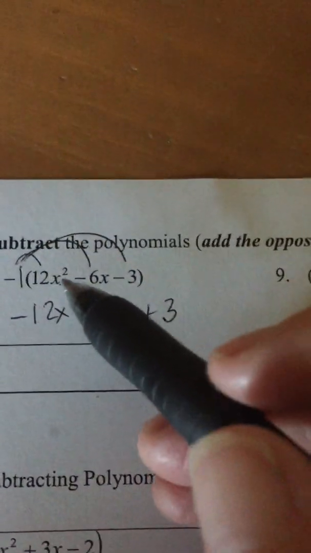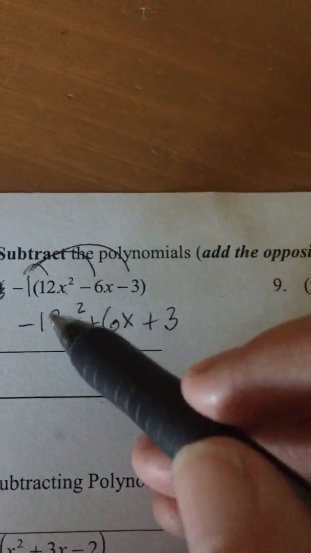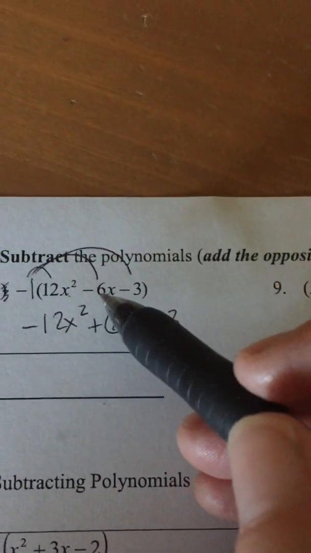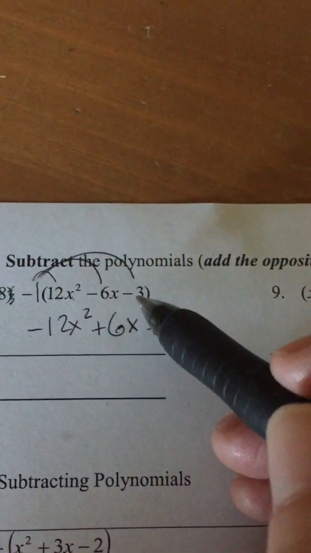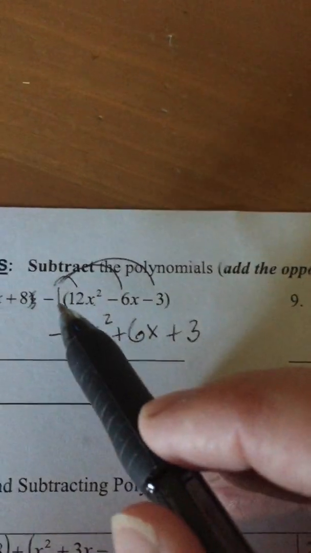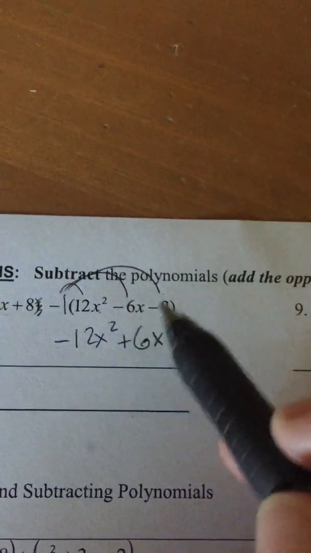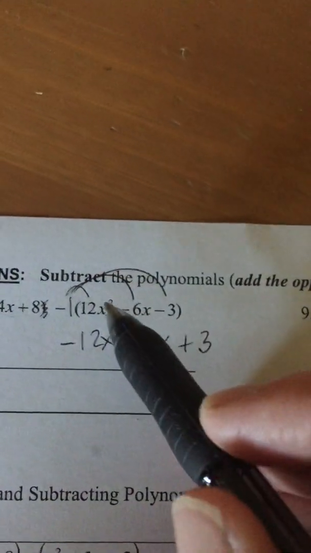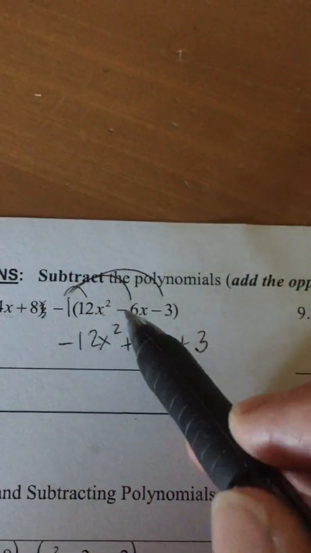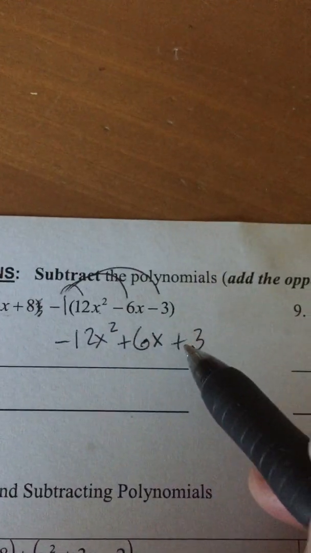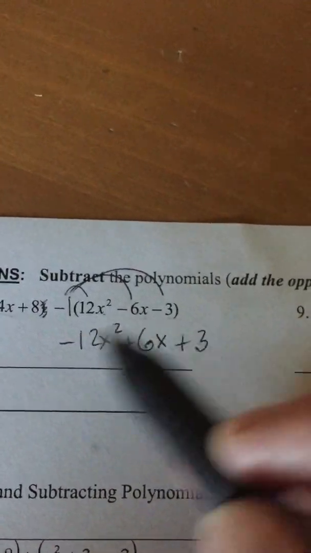Now, notice, when I multiply by negative 1, the 12x squared became negative. The negative 6x became positive. The negative 3 became positive. Multiplying by negative 1 just changes the signs of everything in the parentheses after it. So all I have to do is rewrite it as a negative, as a positive, and as a positive. So it changed the signs.